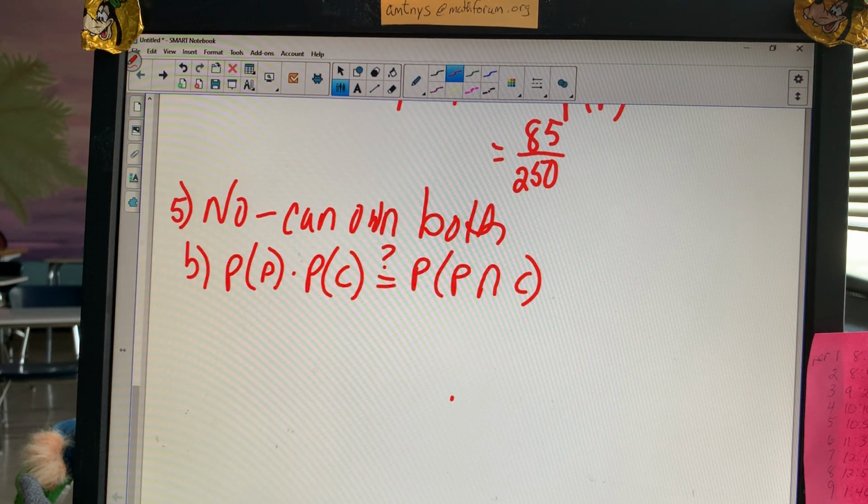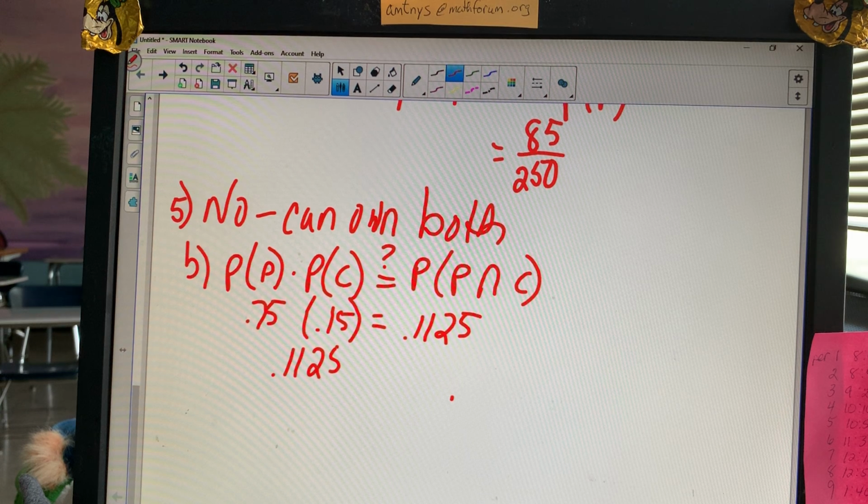They tell me the probability of owning a phone is 0.75. Probability of owning a car is 0.15. And they tell me the probability of owning both is 11.25%, which is 0.1125. When I multiply these two numbers, I get 0.1125. So they are equal, so they are independent.